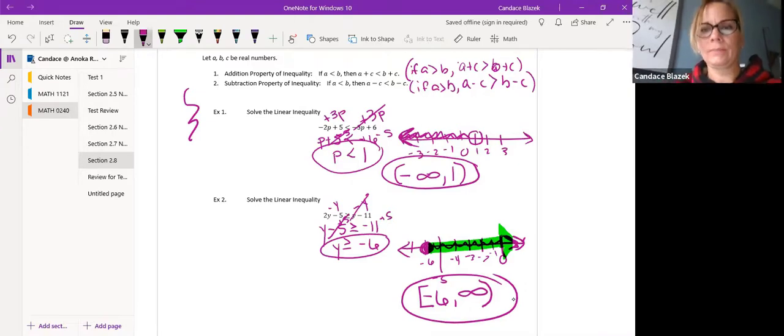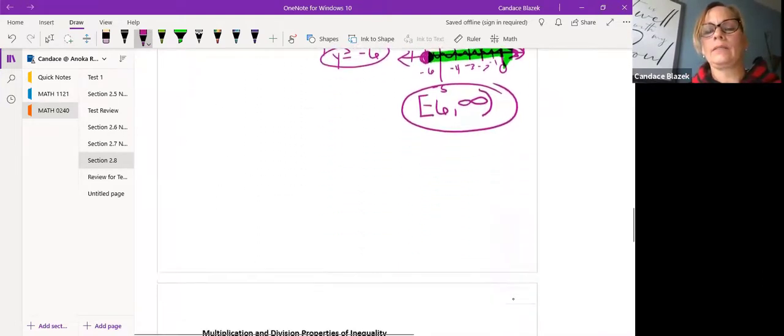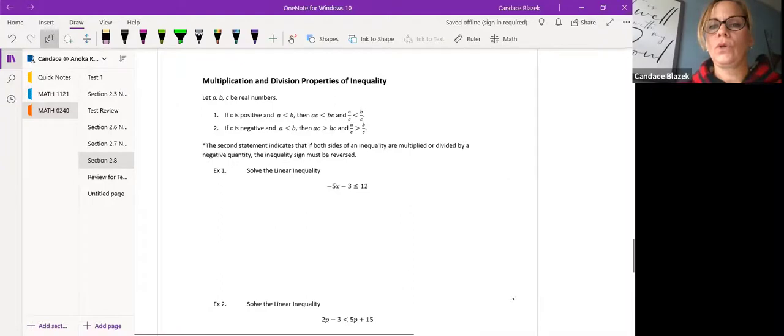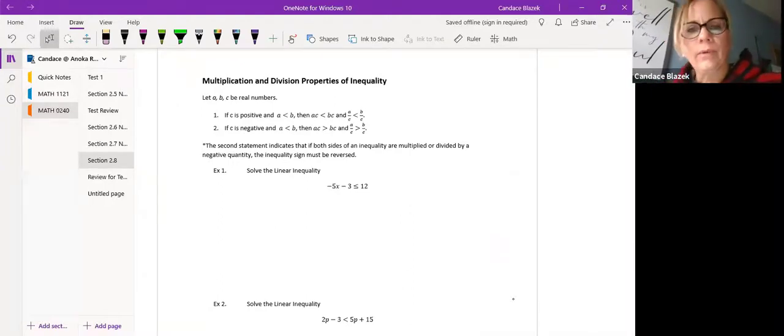Any questions? All right, so the last piece of information that we're going to talk about from these notes, and we can do more examples if we want on Thursday, I'll be ready to continue if anybody wants to continue after the test with just more examples, is we're going to talk about the multiplication and division properties of inequality.